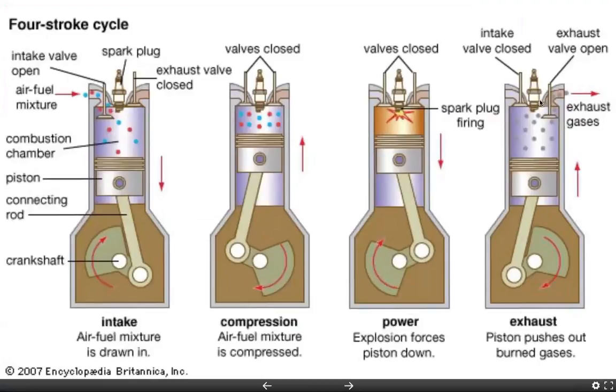And the last step is exhaust. The exhaust valve opens and the exhaust gases go out, and the whole process repeats. So that's again an example of a heat engine, where you have a hot part where the explosion happens, and a cold part where the exhaust gases leave. In this case, they are not necessarily separated so much in space.